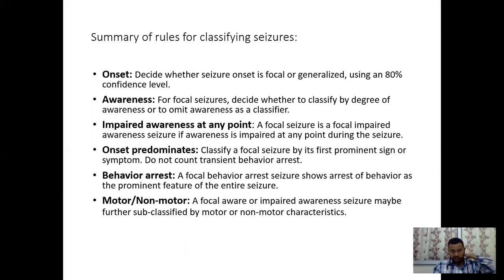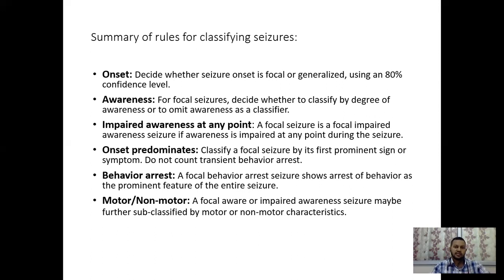Summary of rules for classifying seizures. According to the onset, decide whether seizure onset is focal or generalized using an 80% confidence level. Awareness. For focal seizures, decide whether to classify by degree of awareness or to omit awareness as a classifier. Impaired awareness at any point: a focal seizure is a focal impaired awareness seizure if awareness is impaired at any point during the seizure.